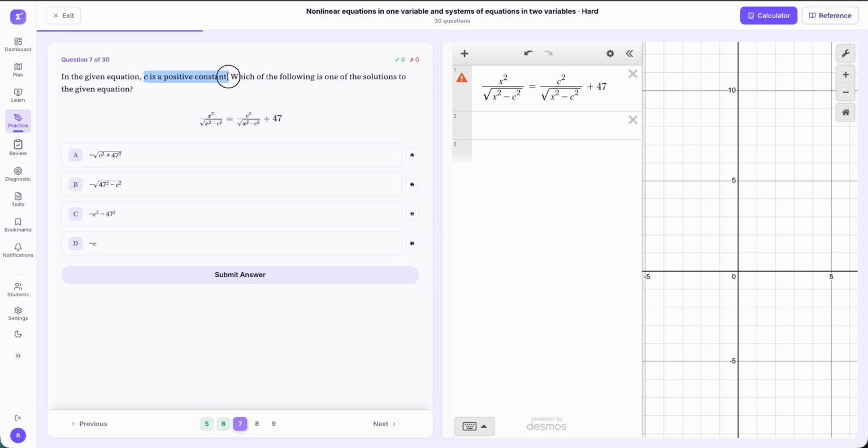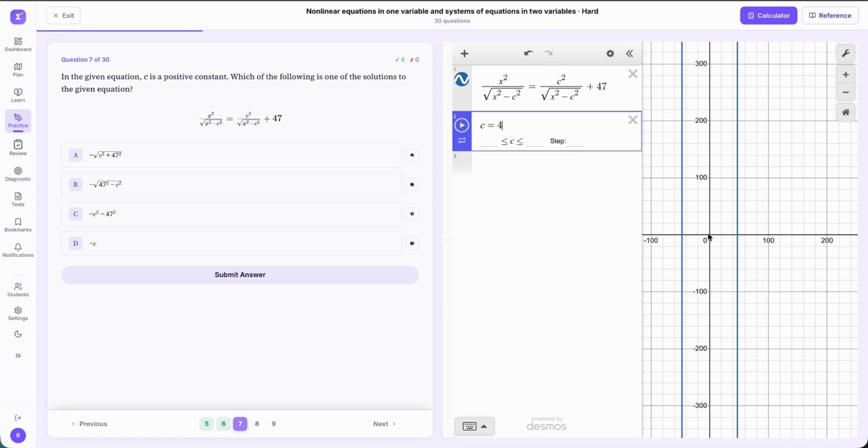So here you want to tell Desmos what c is. And all it says is c is a positive constant. So just plug in a positive number. Doesn't matter which one you use. I'm just going to go with 4. And now you see the error went away. And if I zoom out, I got my solutions here.